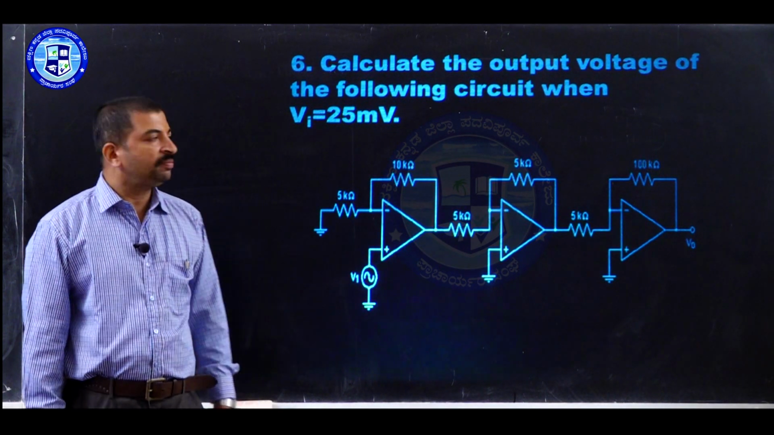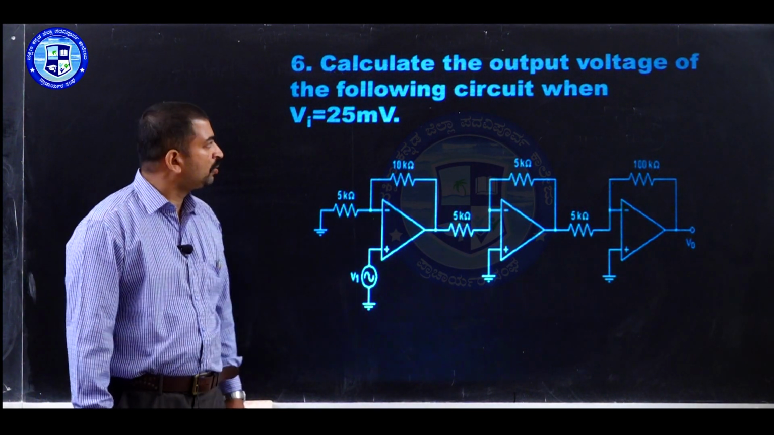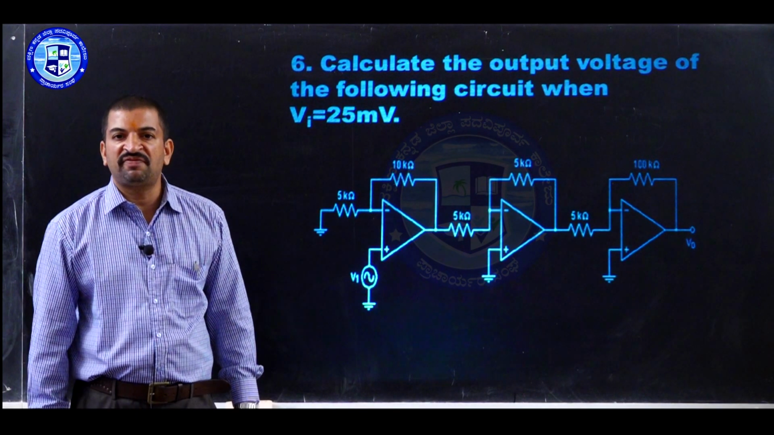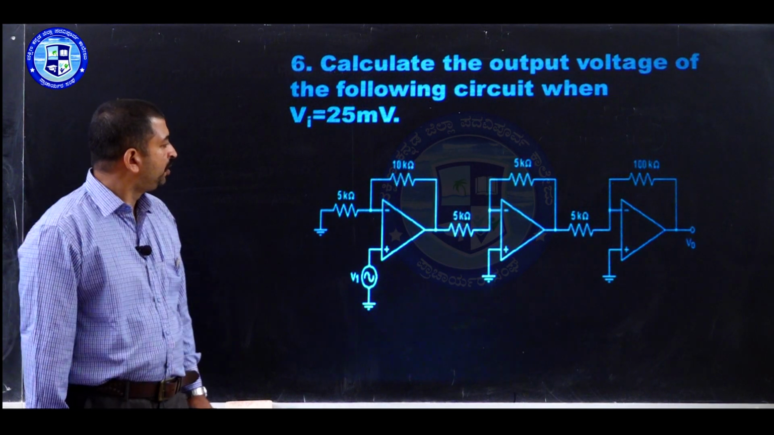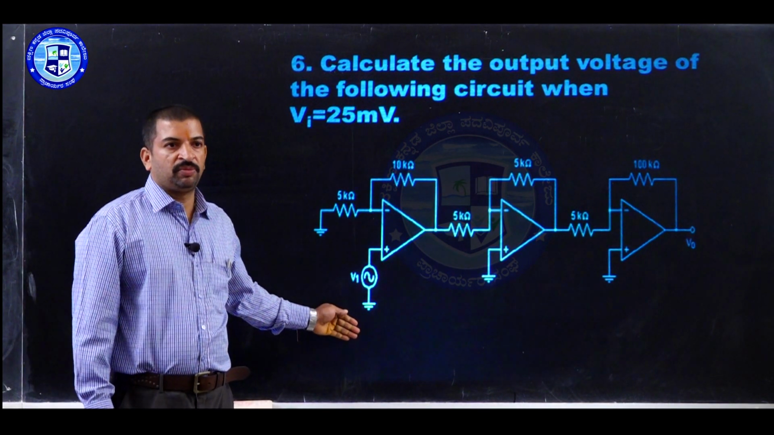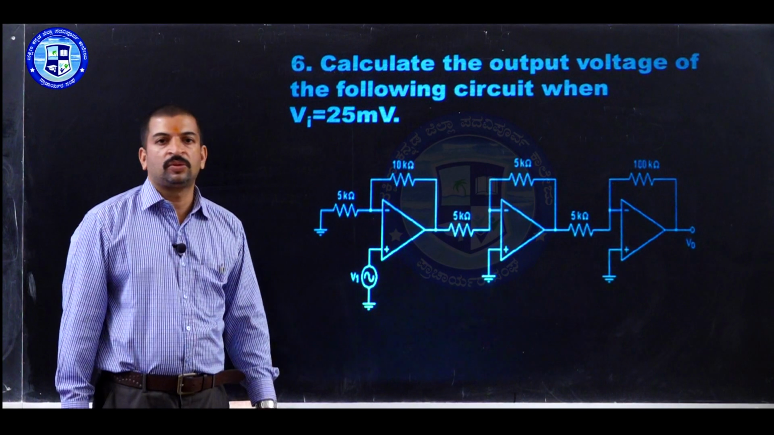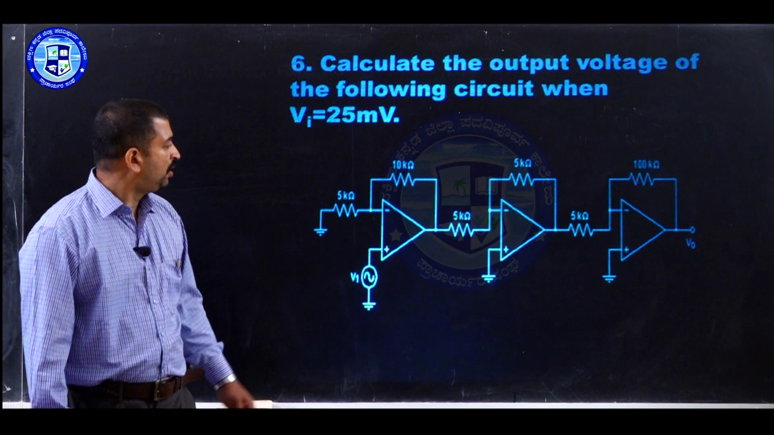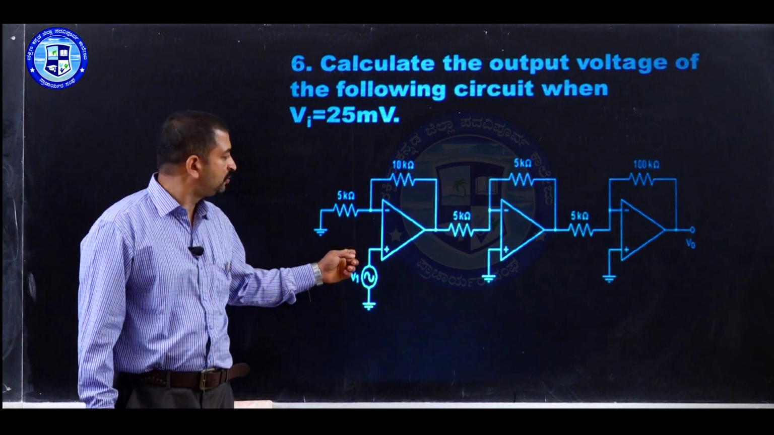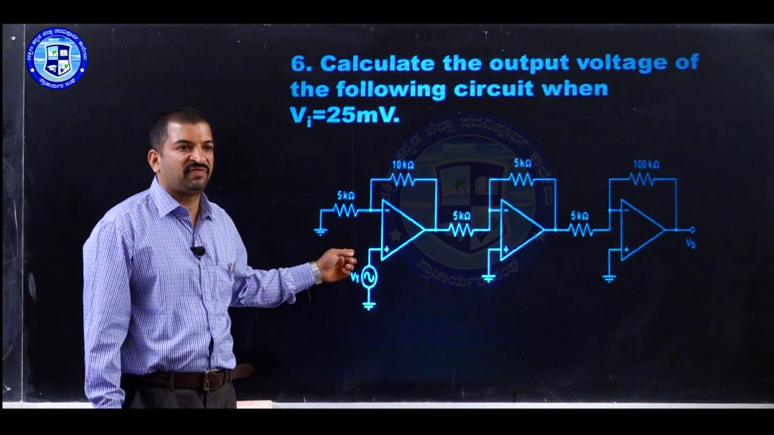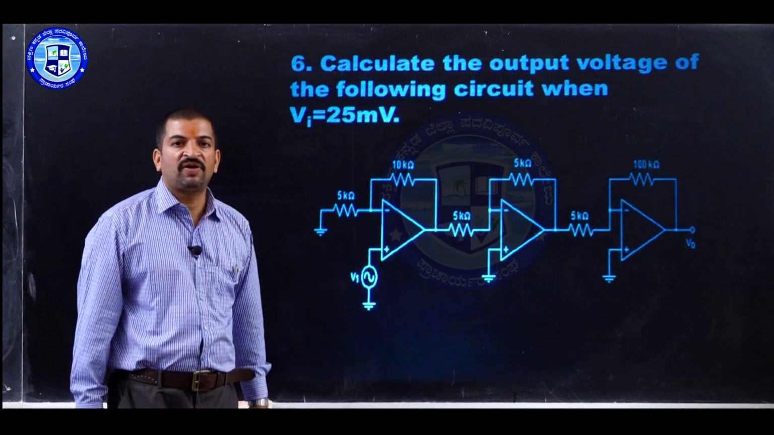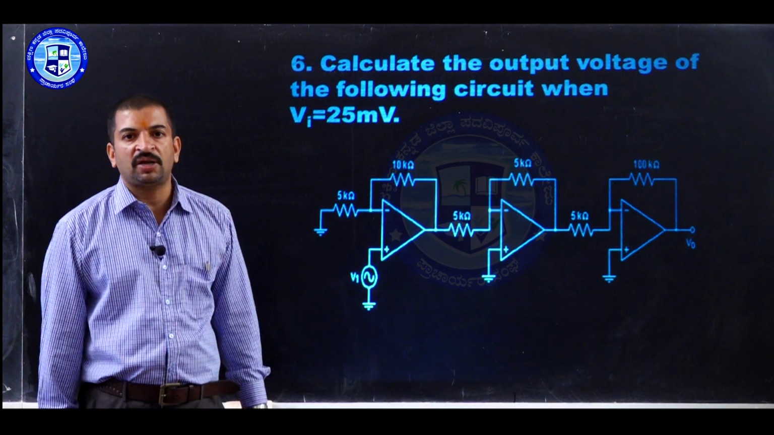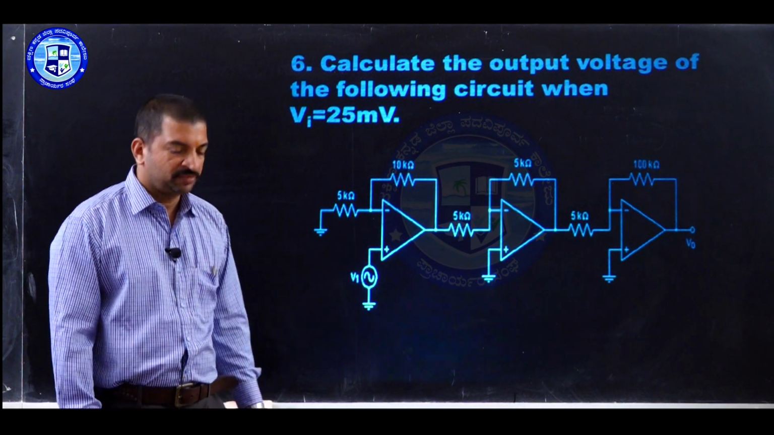The next problem: calculate the output voltage of the following circuit when Vi equals 25 millivolts. The same circuit diagram is given. They have given the input voltage, and you are supposed to determine the output voltage of the last circuit. The first circuit is an op-amp non-inverting amplifier. You know the expression for the output voltage of a non-inverting amplifier. It is given by 1 plus Rf by Ri into Vi.